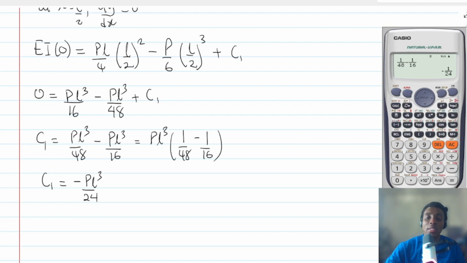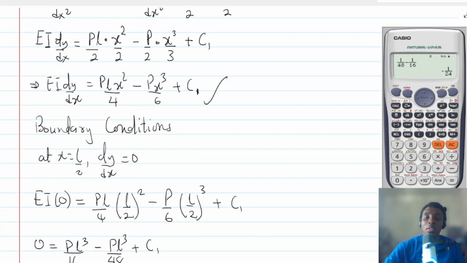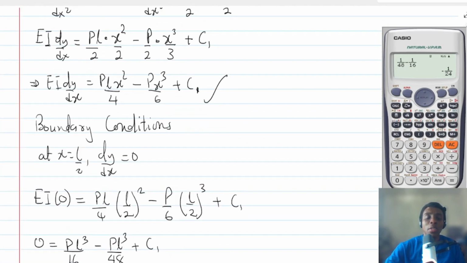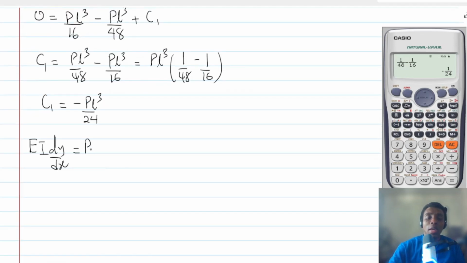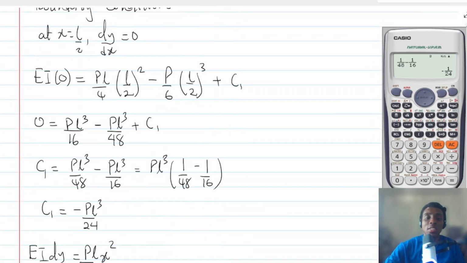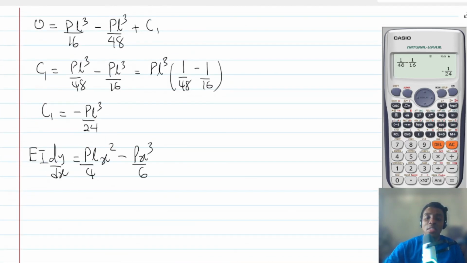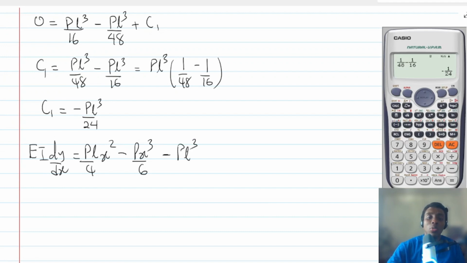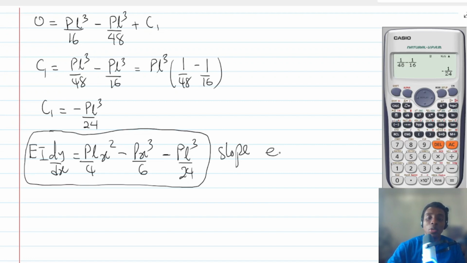Now this C1 goes inside this equation. So the slope is EI dy/dx, which is PL over 4 x squared, minus P x cubed divided by 6, plus C1, and we now know that C1 is PL cubed over 24. So we've got this as our slope equation.